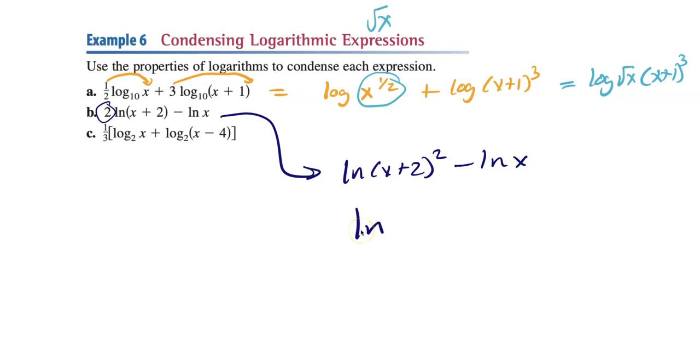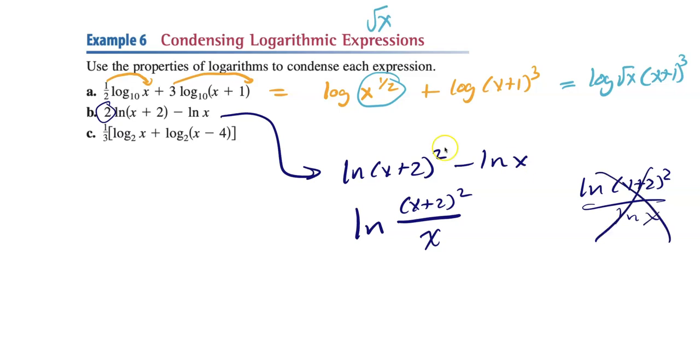So natural log, put a divide sign. What goes on top and what goes on the bottom? On top is a positive thing. This is positive, so x plus 2 squared. On the bottom is a negative thing, x. And like that. The most common mistake is people will just do this. That's wrong. It should only be one log. When you condense it, you only get one log.